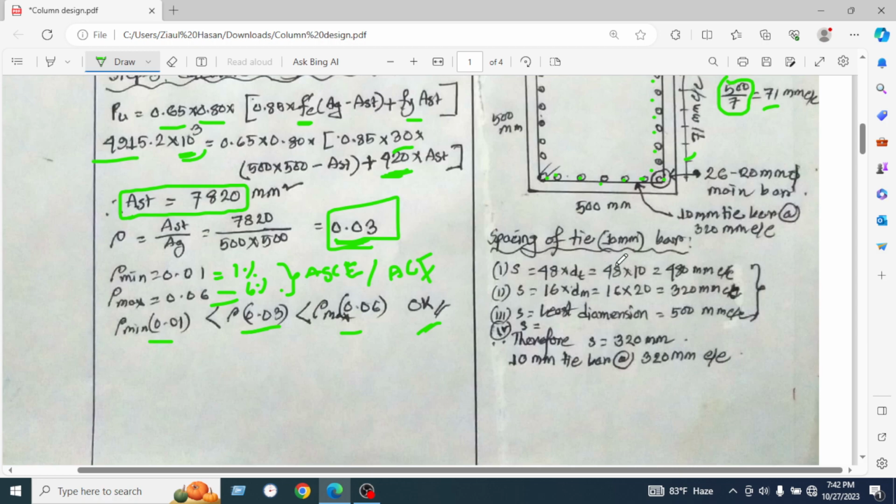We have calculated the tie bar. The spacing is 48 into dt. Dt means diameter of tie bar. Diameter of tie bar we have used 10. So we have found 480 millimeter center by center.